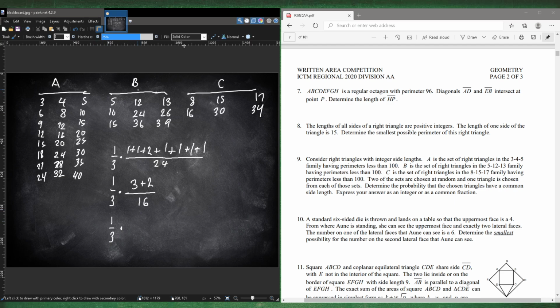And now the final one, which is B and C. So 5, 12, 13. There's none here. And then we have 10, 24, 26.